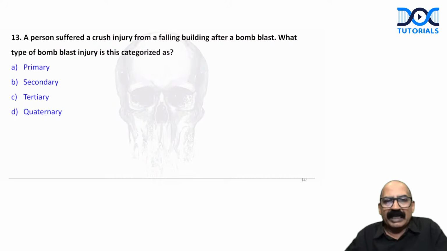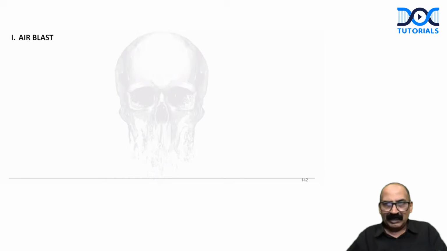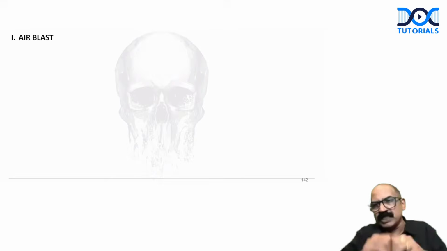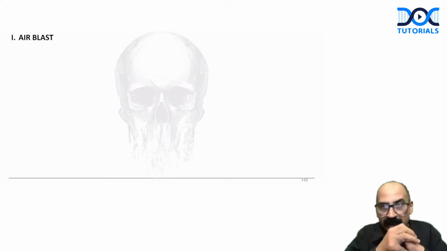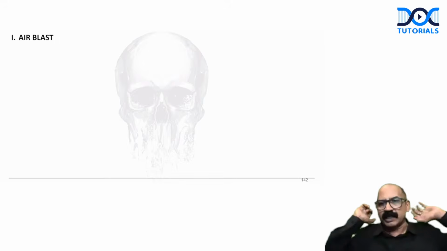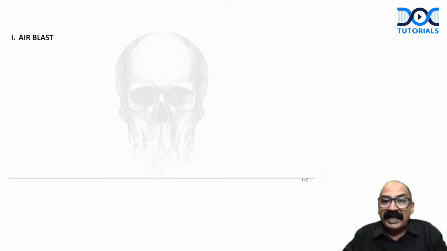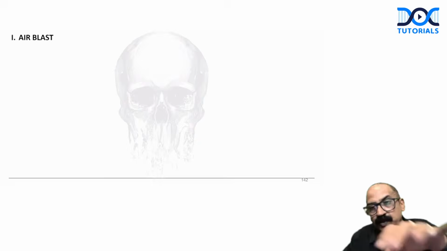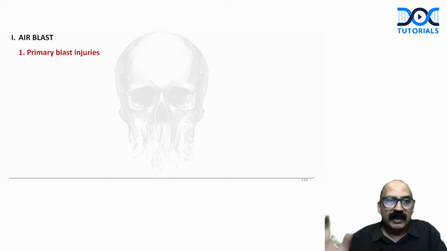A person suffered a crush injury from a falling building after a bomb blast. What type of bomb blast injury is this categorized as? Now let me discuss blast. There are 3 types of blast. Air blast means the bomb is blasted in open air. Number 2, bomb blasting in the water, immersion blast. Number 3, the bomb is blasted outside, but you are inside, leaning against the wall. The waves come and hit you in the wall, and you sustain injury. That is called solid blast.